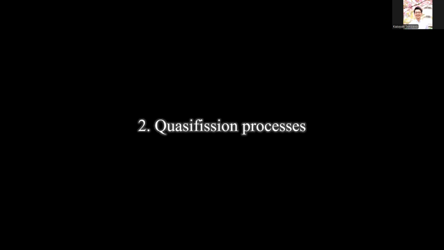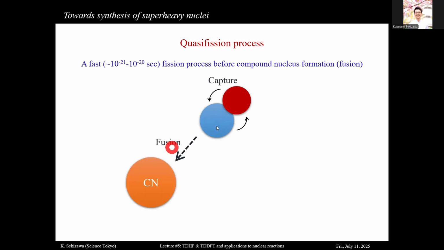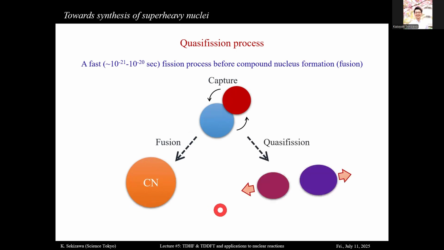Okay, so now I will show another example, the quasifission process. So this is related to the synthesis of superheavy elements. So quasifission, what is quasifission? The quasifission process occurs after the capture, and with a certain probability, the system gets fused, forming the compound nucleus. But quasifission is actually the process that hinders the formation of the compound nucleus.